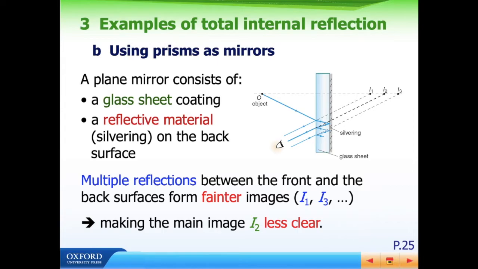A plane mirror consists of a glass sheet coating and a reflective material, also known as silvering, that is covered on the back surface of the glass. Now, if you have multiple reflections between the front and the back surface, these would form fainter images, I1 and I2, on the diagram. You can see from this diagram right here, this is your I1 and your I2. The main image, which is your I2 right here, is less clear.